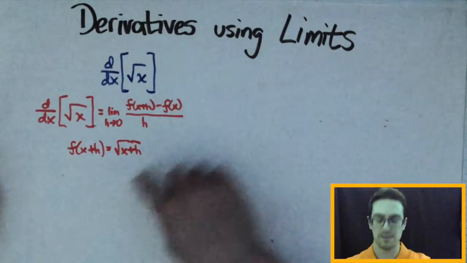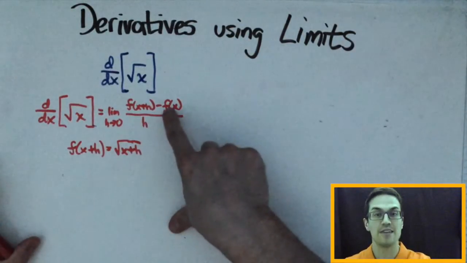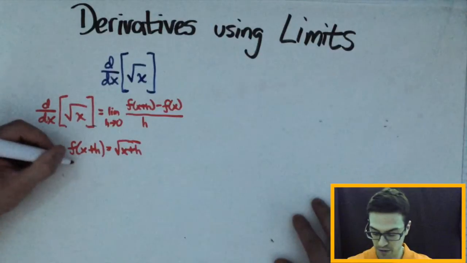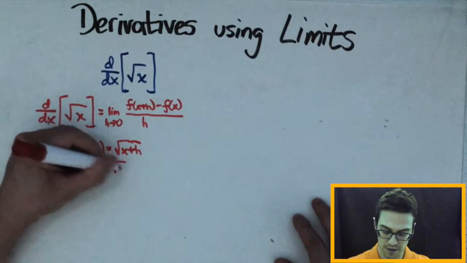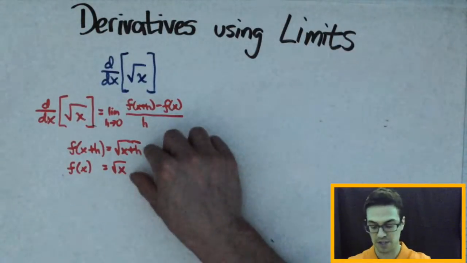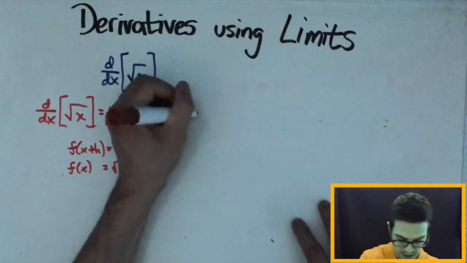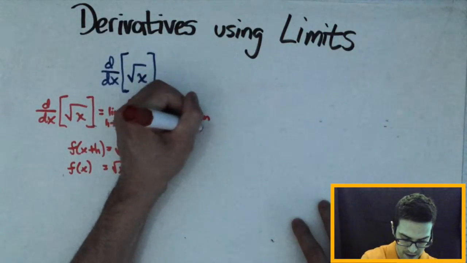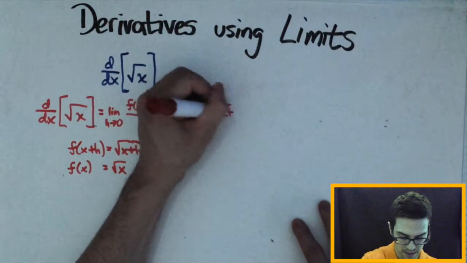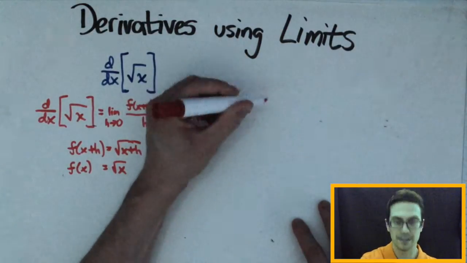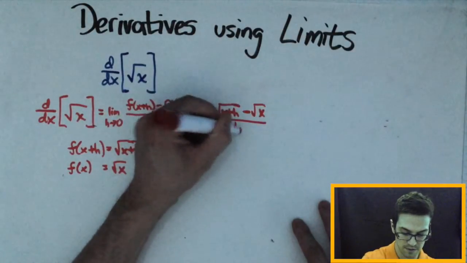So the next line I'm just going to be substituting this in. I just want to do this to kind of organize myself a little bit. This f of x is just going to be the square root of x, so I'm going to write that down as well. So f of x is going to be equal to the square root of x. Now I'm going to substitute these values in right up here. So we have this equal to the limit as h goes to 0 of the square root of x plus h minus the square root of x all over h.